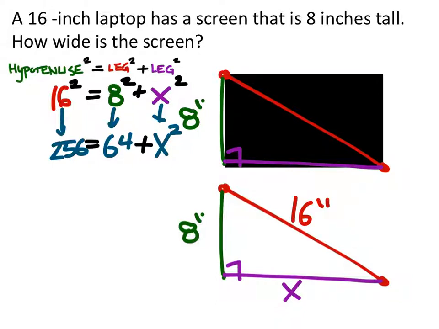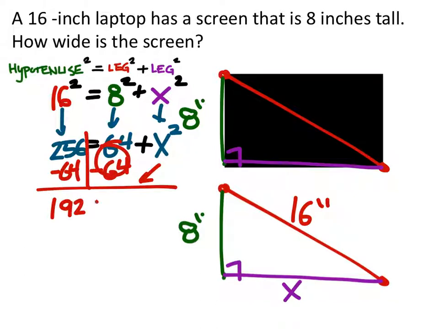I'm just solving this like we would a regular equation at this point. Subtract 64 from both sides of the equation. So I got 192 equals that bottom length of the screen squared. And to solve that, we will square root both sides of this equation, which gives me x, the length of the screen.